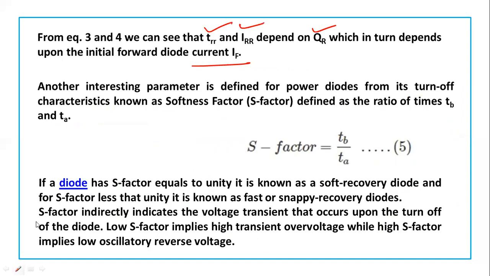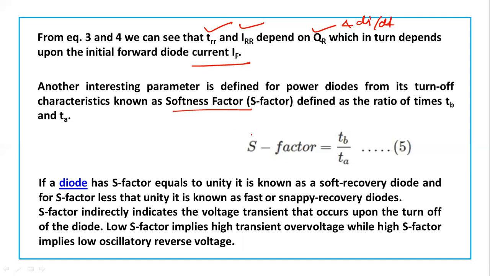Another interesting parameter defined for power diodes from its turn-off characteristic is the softness factor. S factor is very important. So what's the conclusion here? Therefore, TRR and IRR depend upon di by dt and QR, which in turn depend upon IF, that is the forward diode current. So power diodes can only operate at low frequency compared to signal diodes, right?